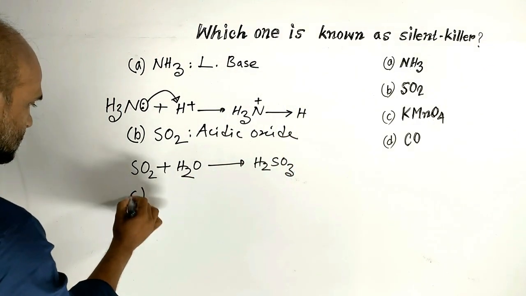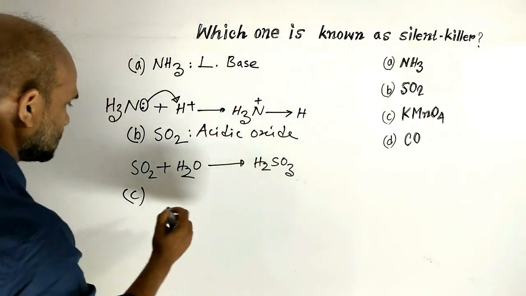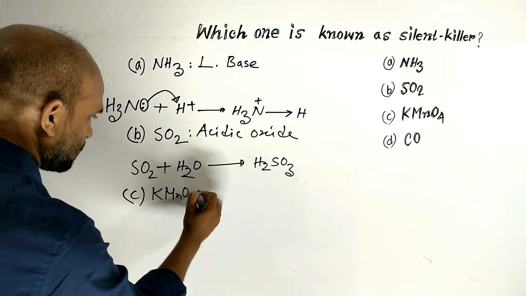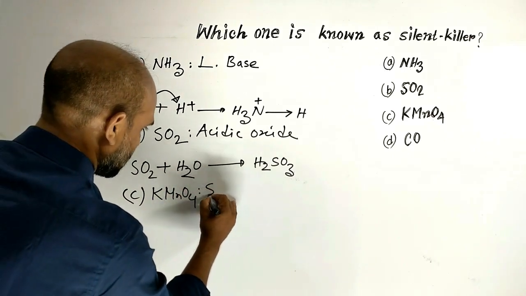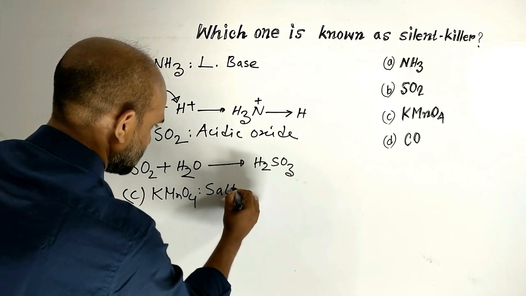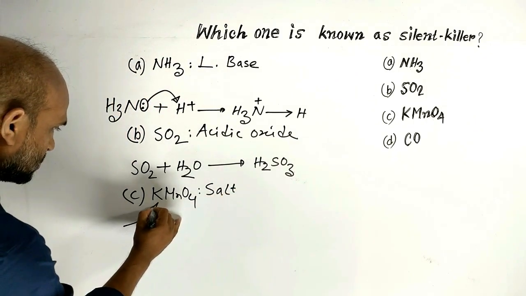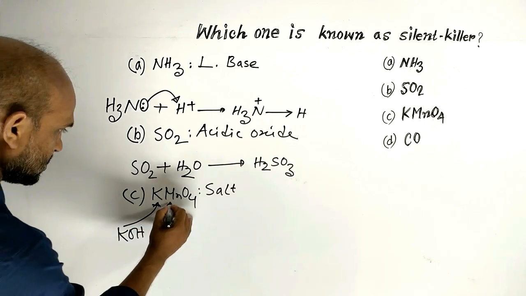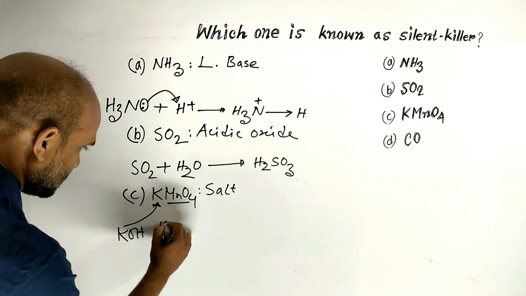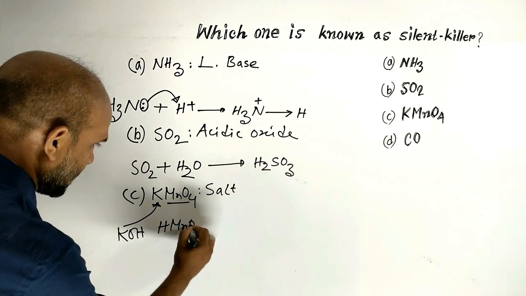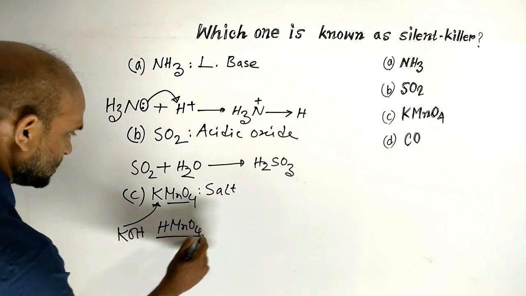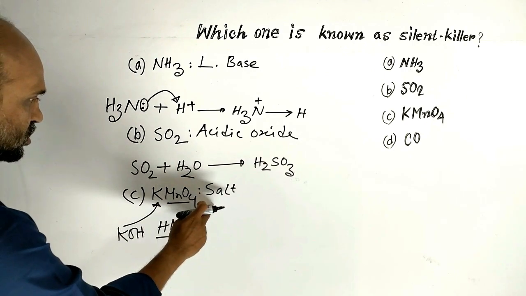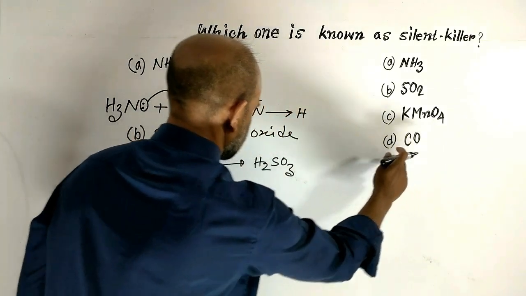Then C, potassium permanganate. Potassium permanganate is a kind of salt. Salt of strong base potassium hydroxide and strong acid permanganic acid. This is permanganic acid. So potassium permanganate is a kind of salt. Now last one, carbon monoxide.